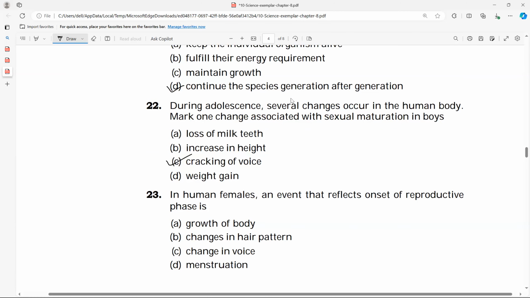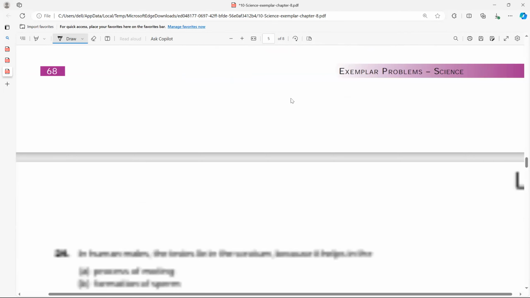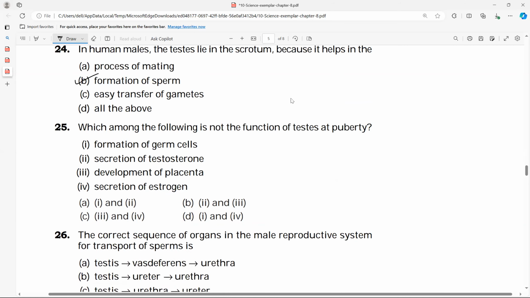Next, in human females, an event that reflects the onset of the reproductive phase is menstruation, option D. Yes. Next, question number 24. In human males, the testis lies in the scrotum because it helps in the formation of sperm. Formation of sperm, option C.